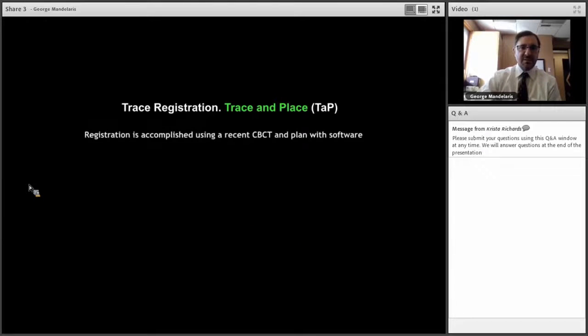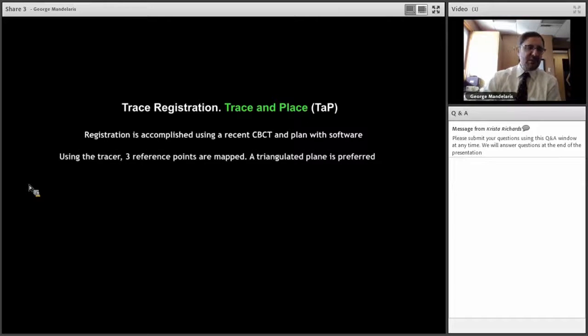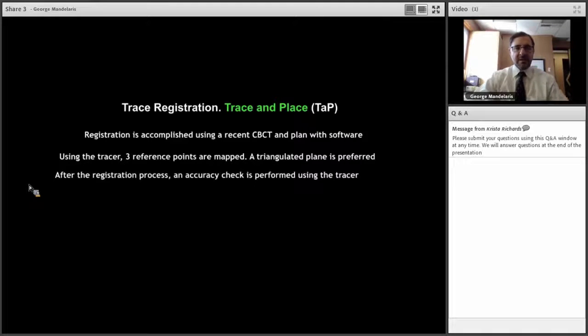So trace and place, we're going to register. The registration is accomplished using a recent CBCT scan with the Navident software. And then using the tracer, as Ido showed you, there's 3 reference points. There's actually 4 now. There used to be 3. There's 4. So we have a plane that's preferred.